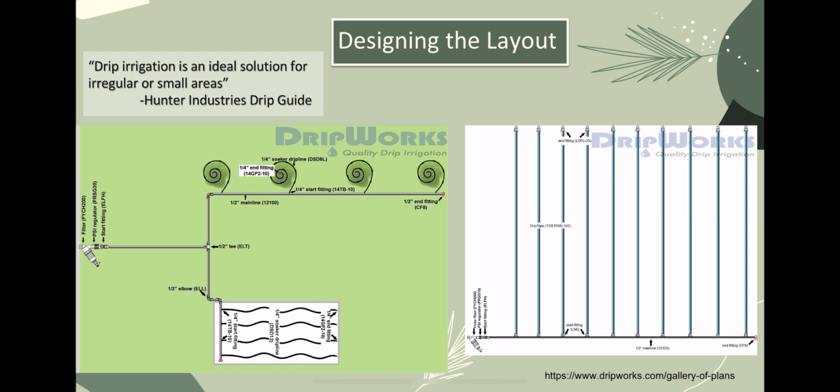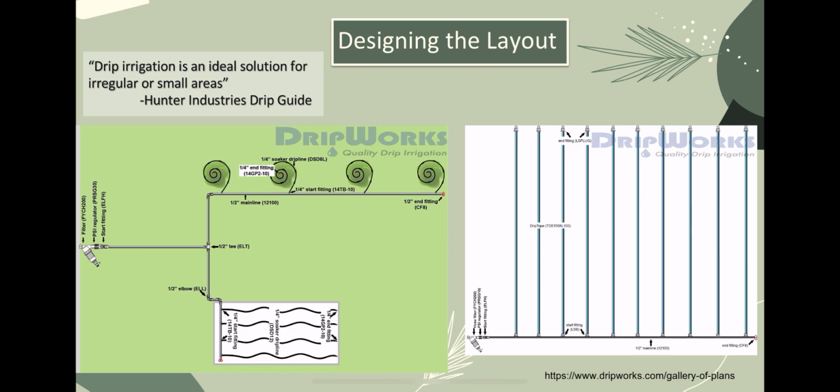This leads us to drip for residential settings. I have a quote here by Hunter Industries Drip Guide. It says, drip irrigation is an ideal solution for irregular or small areas. The beauty of drip really shows in a residential setting. Here you have all the options available and can customize your design for your needs.